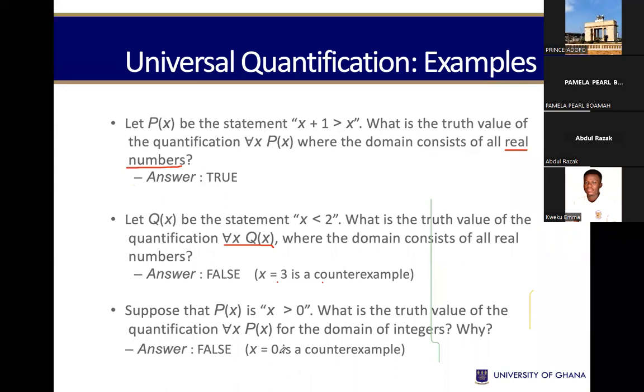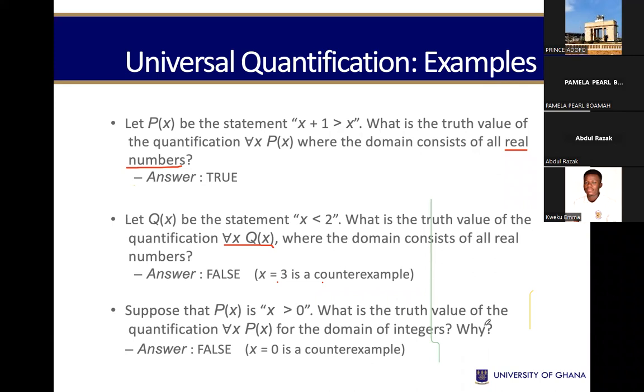Okay. So please, I have a question. Yes, please go ahead with your question. So if the truth value is false, do you have to write the counterexample, or could you just leave it as false? If the truth value is false, no, you need to justify why it's false with a counterexample. Thank you, sir.